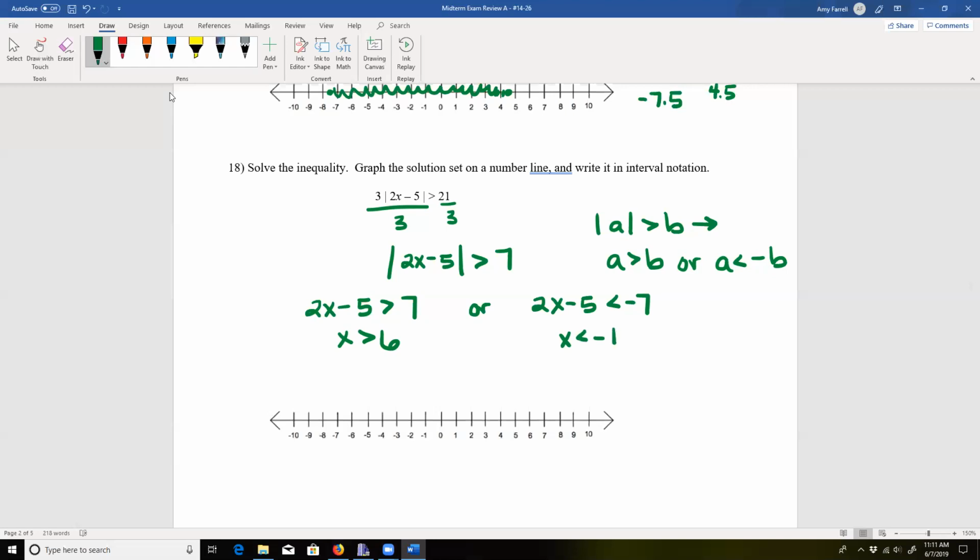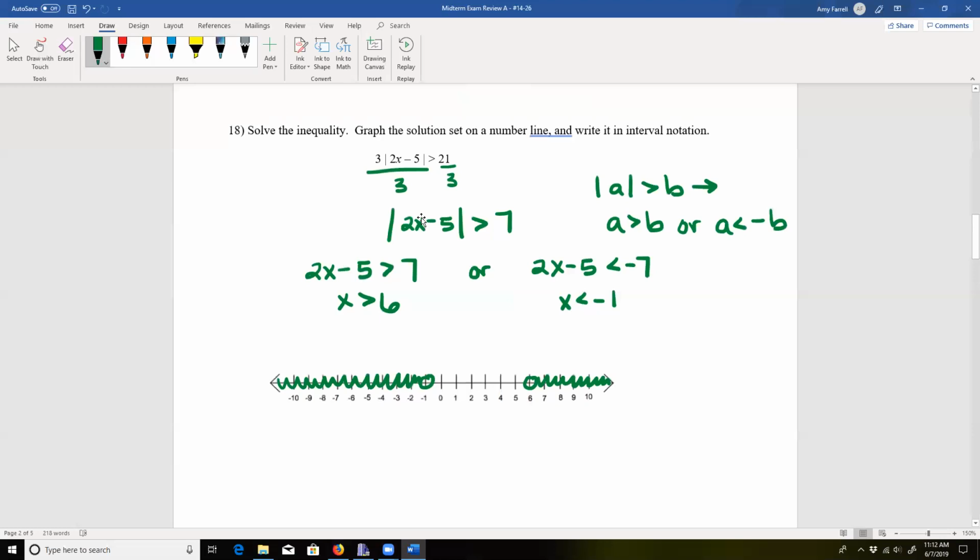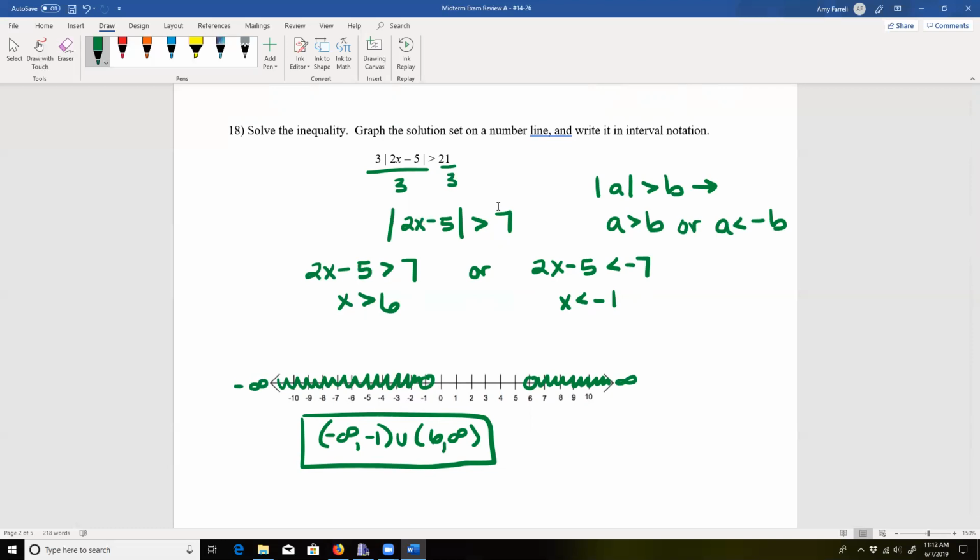So I think I might graph first this time. So x is greater than 6 would be this interval right here. X is less than negative 1 would be this interval over here. And so our solution set would be, as I said, 2 non-overlapping intervals. I am going to put a union symbol in the middle. That's what we do with non-overlapping intervals. So this would be our solution set. Negative infinity is used to represent a really large negative number and infinity a really large positive number.